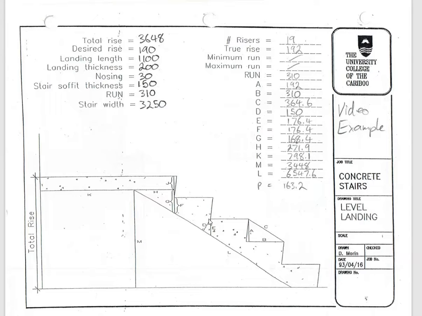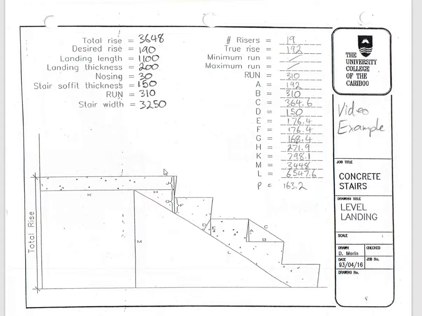A stair soffit thickness, which is this dimension here, of 150 mil. We also calculated our length of soffit with L. We're going to use that, and that's why we take it all the way down to there, so we can figure out the length of the soffit. And we have our stair width.